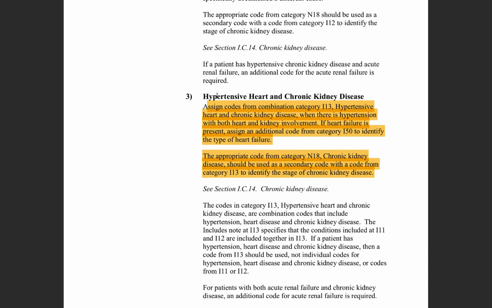Hypertensive heart and chronic kidney disease. Assign codes from combination category I13 when there is hypertension with both heart and kidney involvement. If heart failure is present, assign an additional code from category I50 to identify the type of heart failure. The appropriate code from category N18, chronic kidney disease, should be used as a secondary code with a code from category I13 to identify the stage of chronic kidney disease.